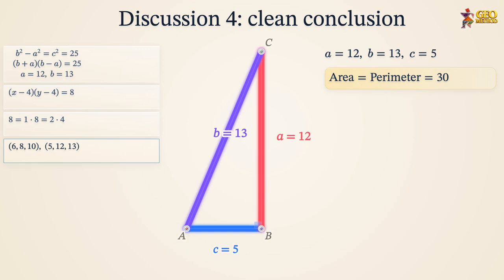So the story is clean. The calculation proves the result. The general problem explains why this branch appears. Area equals perimeter is the signature of that branch.